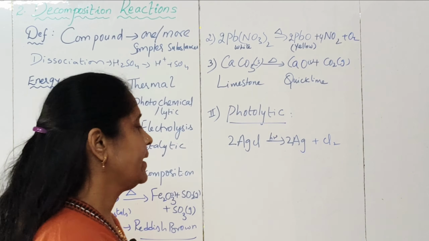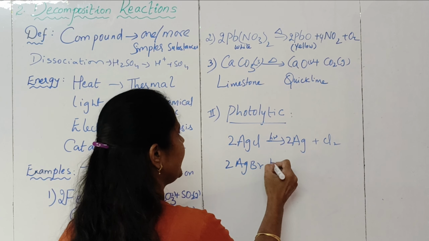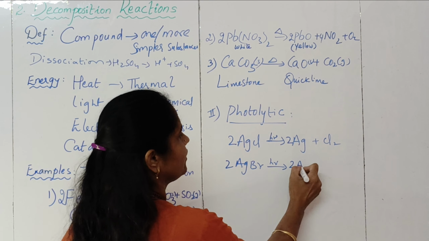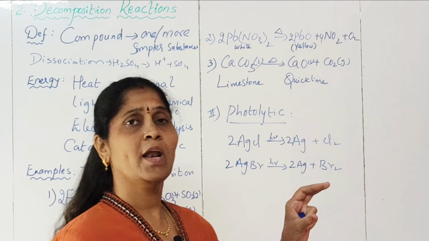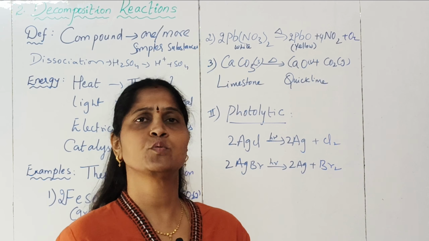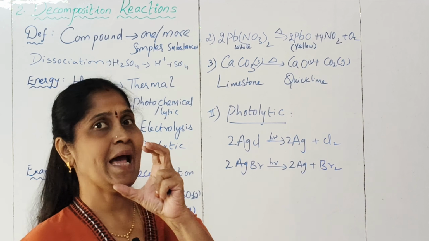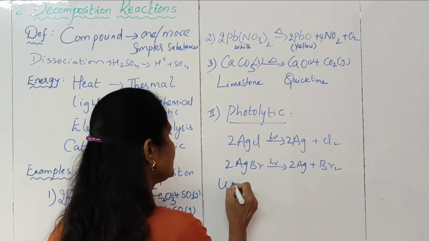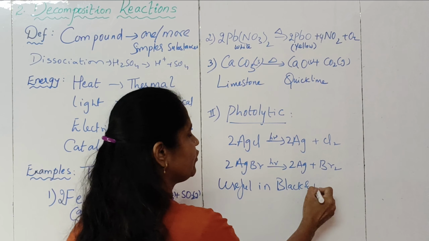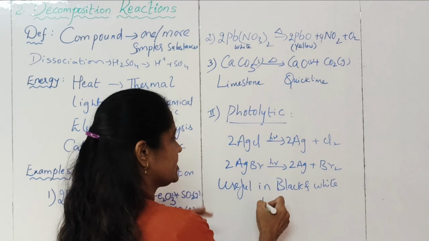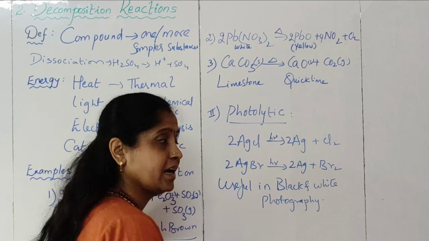The same type you have is with silver bromide also. In the presence of light, it will get broken down to form 2 molecules of silver and also bromine. This photolytic decomposition is very much useful in developing black and white photos. It is used in black and white photography. This breaking down process is very useful in our routine life for developing black and white photos.